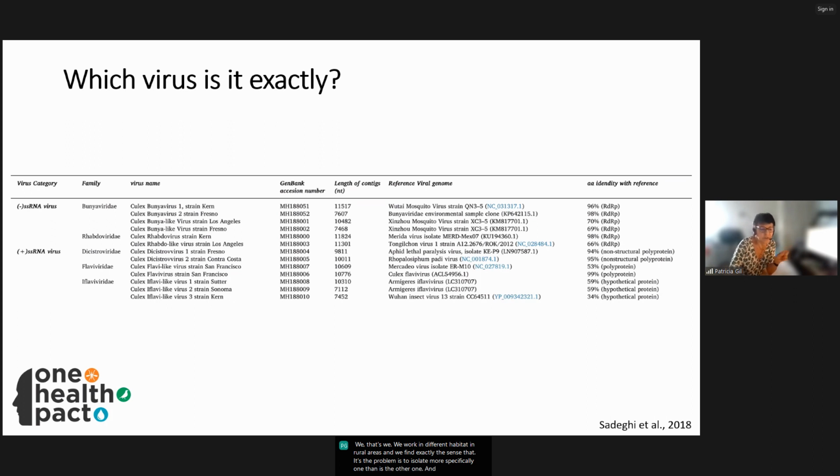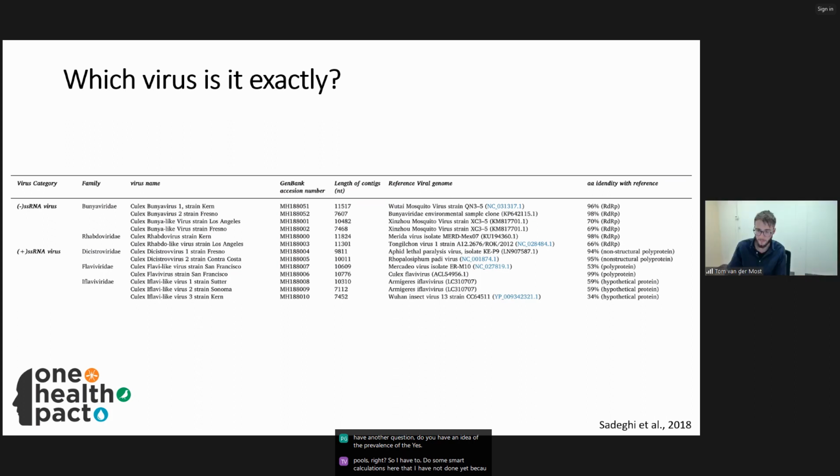And I have another question. Do you have an idea of the prevalence of Alphamesonivirus 1 in Culex pipiens in the Netherlands? Yeah, so because I have pools, I have to do some smart calculations here that I have not done yet, because I only recently did these. But because the pool size is mainly 10 mosquitoes, I think if I do the math in my head, it's like half to 1%. Okay.